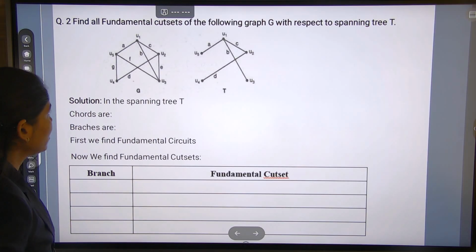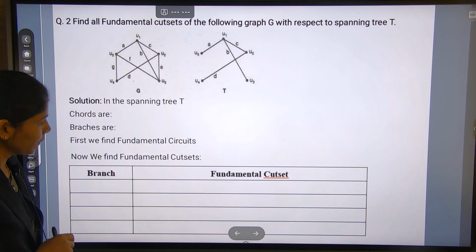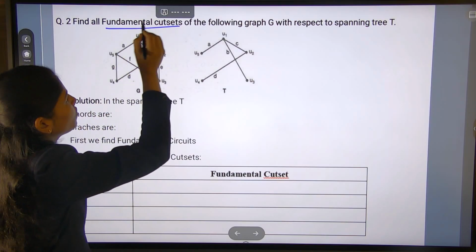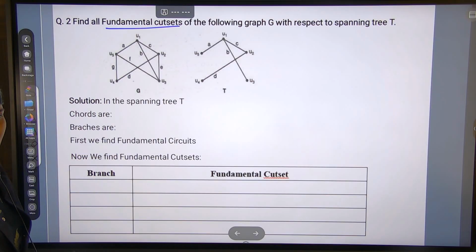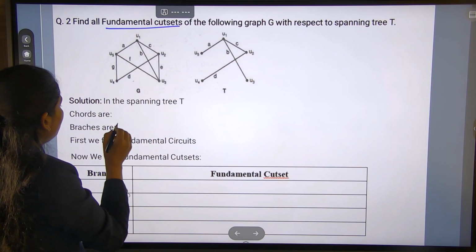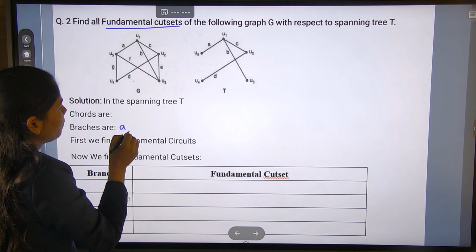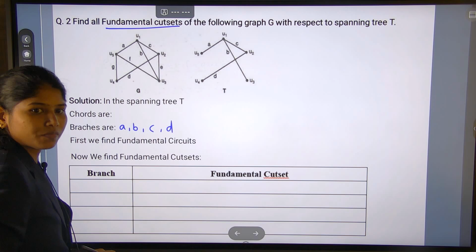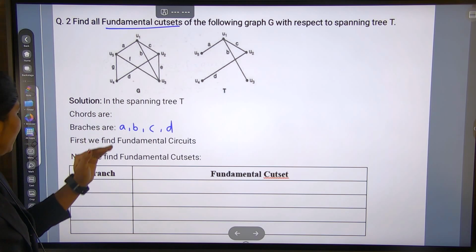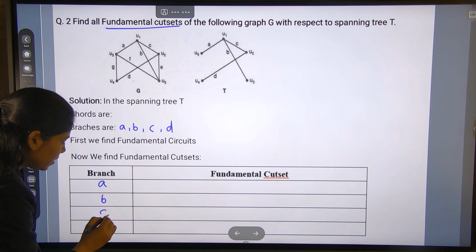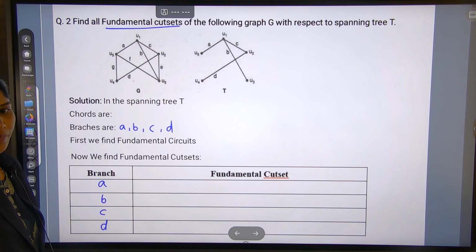Here is an example. For fundamental cut sets, we require the branches. Branches means the edges present in the spanning tree. So write down the respective branches A, B, C and D. Then write down all the branches in the table: A, B, C and D.